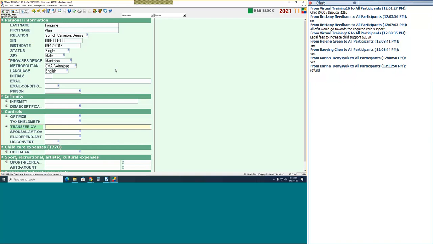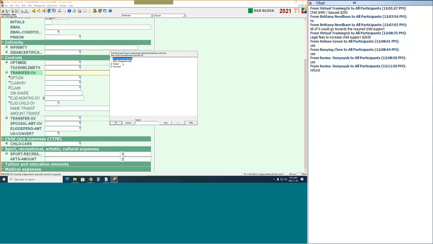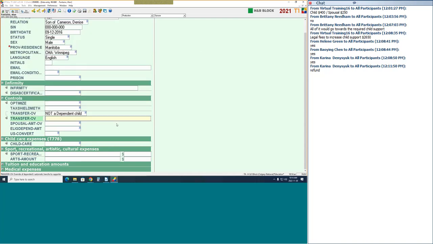There are different levels of doing this. If you need to say he's not any kind of dependent, I do not want to have him connected for any purpose other than I just need him in there so I can claim child care. Because sometimes he's not a dependent for anything except you do qualify for child care. In that case, you're going to go transfer OV, and you're going to notice right at the top you have the option to say, this person who I've attached is a dependent, but he's not a dependent. I've called him a dependent so I can get his file attached to me, but I'm going to say not a dependent child. If I do that, I can still put child care in.